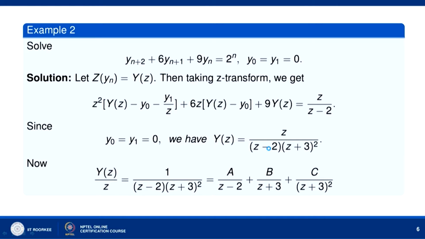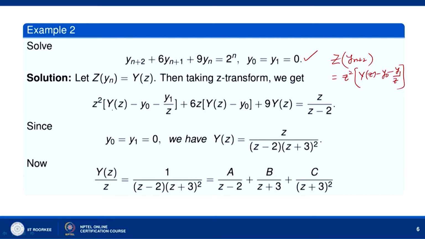Now, let us solve this difference equation: y(n plus 2) plus 6 y(n plus 1) plus 9 y(n) equal to 2 to the power n, where we are given that y(0) and y(1) are equal to 0. Let us take the z transform of the y(n) sequence as Y(z). Then taking the z transform of the given difference equation, we get Z of y(n plus 2). Let us recall the advance property: Z of y(n plus 2) is z square into Z of y(n), which is Y(z) minus y(0) minus y(1) over z.